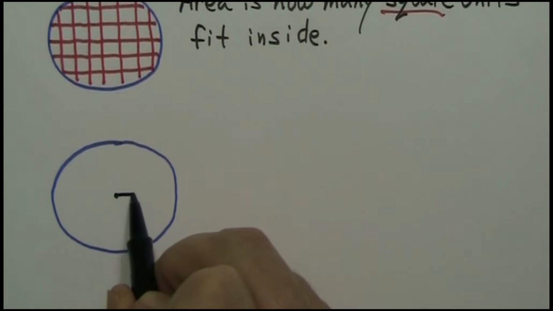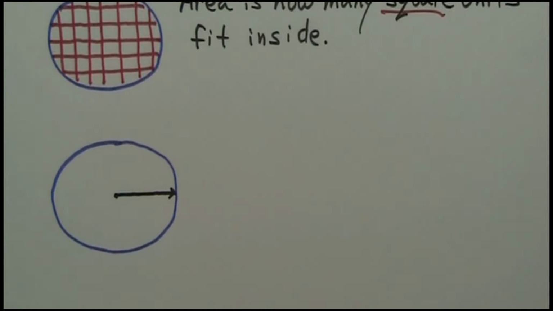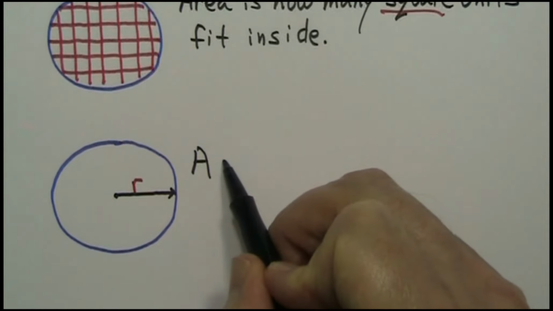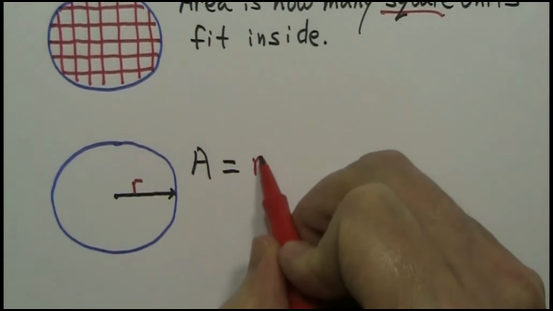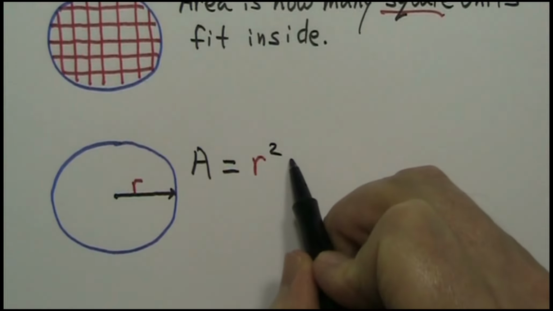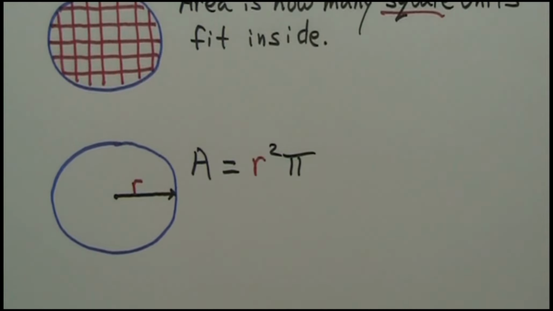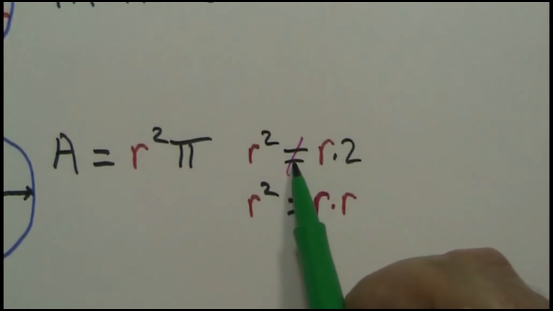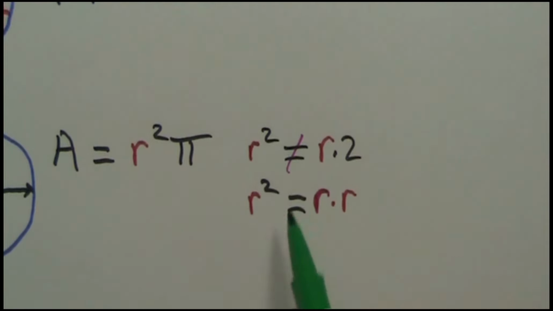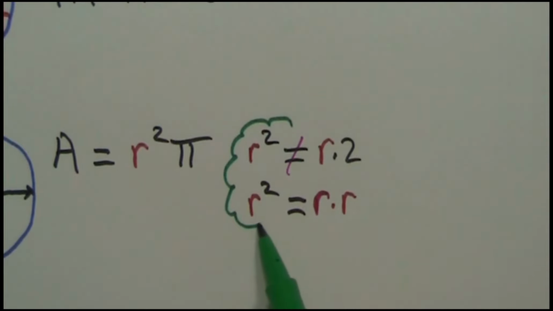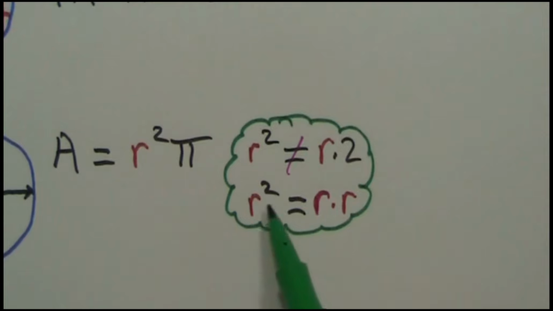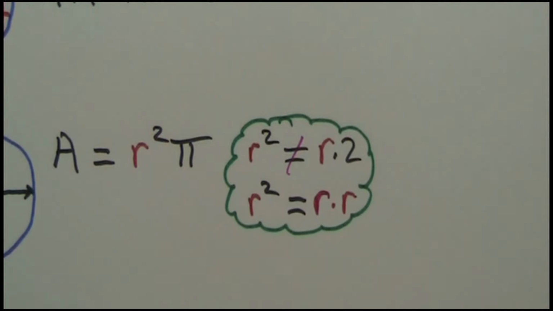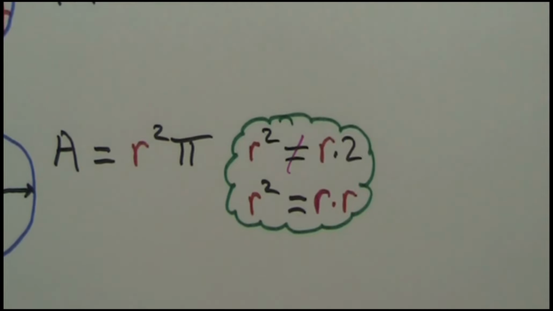So with our other circle, this is our radius. And from the equation we went over before, area equals r squared times pi. Okay, this is something that is important, you need to know: R squared does not equal r times 2. No, they're not the same. I'm just going to cloud this in. R squared is equal to r times r. It's the number times itself. It's not times 2. Okay, so try to remember that. This is a times.